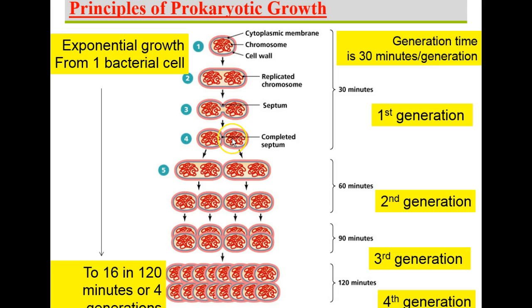When each of the two daughter cells divide, the population will now have 4 bacterial cells. When each of the 4 bacterial cells divide, the population will have 8 bacterial cells, which will in turn divide to make a population of 16 bacterial cells. 1, 2, 4, 8, 16.